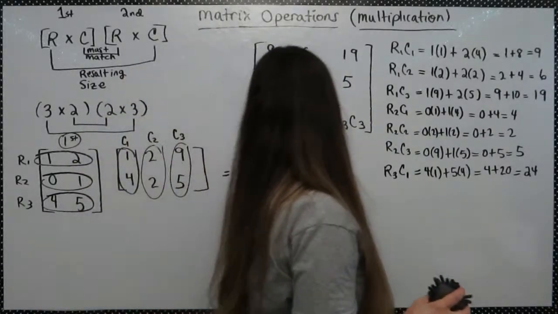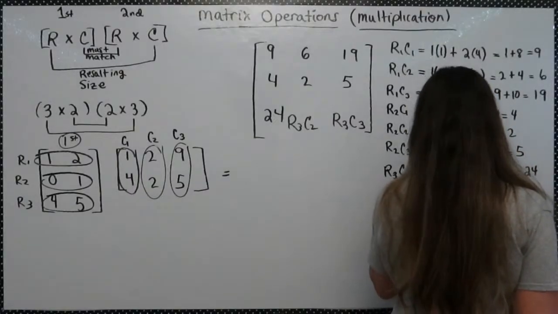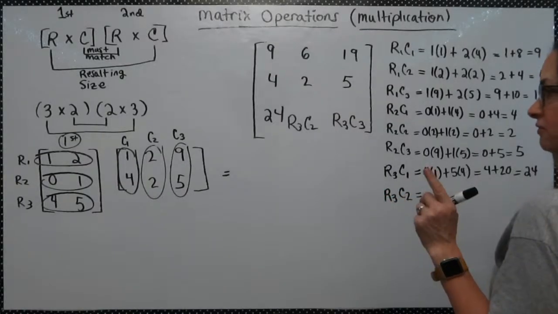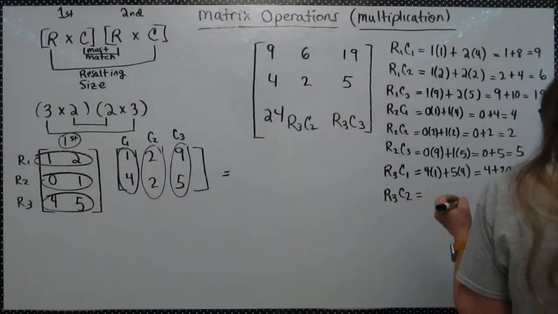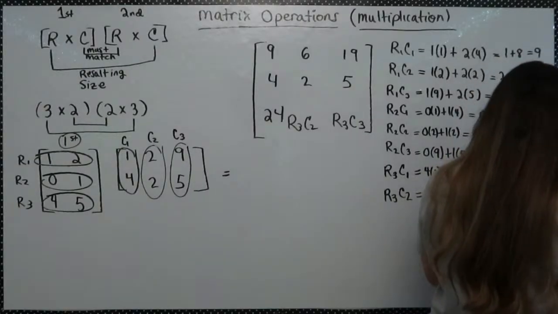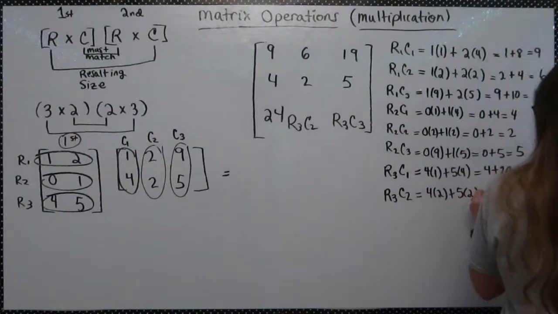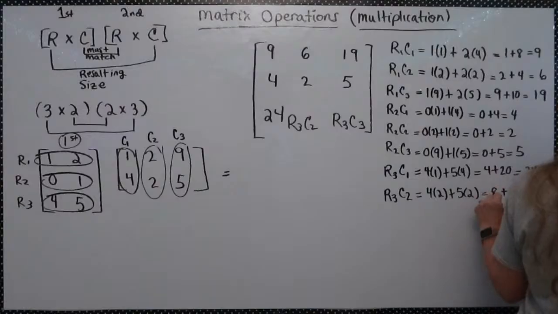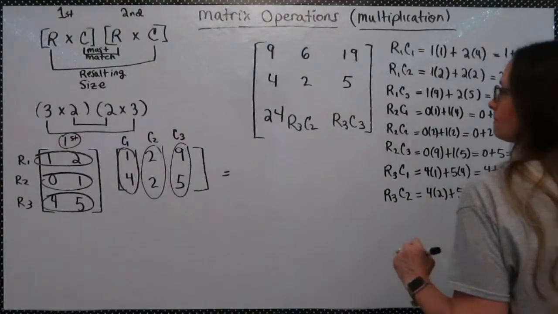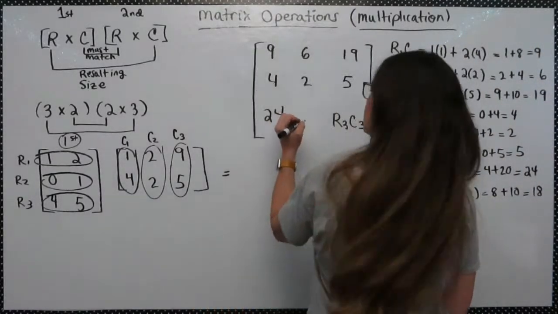We've got 2 more to calculate. We've got row 3, column 2. So row 3, column 2 is going to be 4 times 2 plus 5 times 2. All right, good. And so 4 times 2 is 8. And 5 times 2 is 10. 10 plus 8 is 18. So row 3, column 2 now is 18.